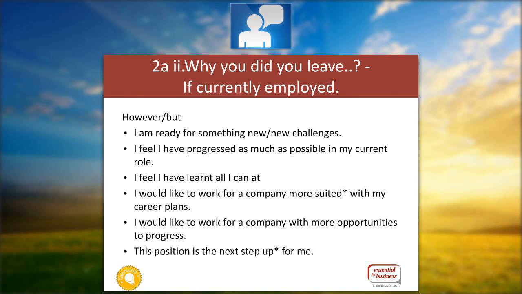Like I said at the beginning, the asterisks mean that I'm going to give a little bit more of an explanation on the words with the asterisks, with the stars. I would like to work for a company with more opportunities to progress. Very diplomatic, very good. Shows that you not only want to move on, you want to progress, but perhaps this company is the one that you want to progress with.